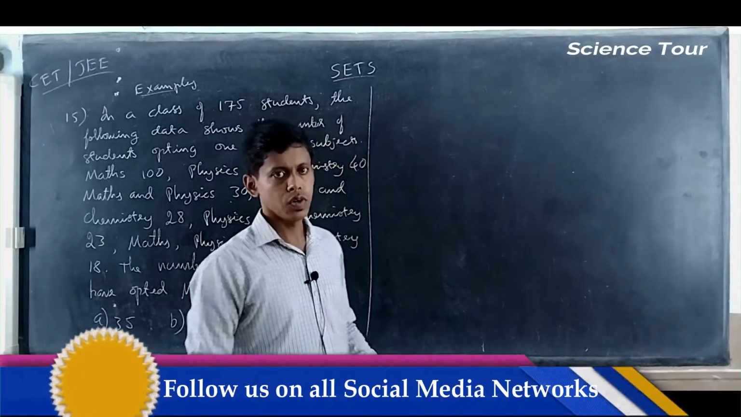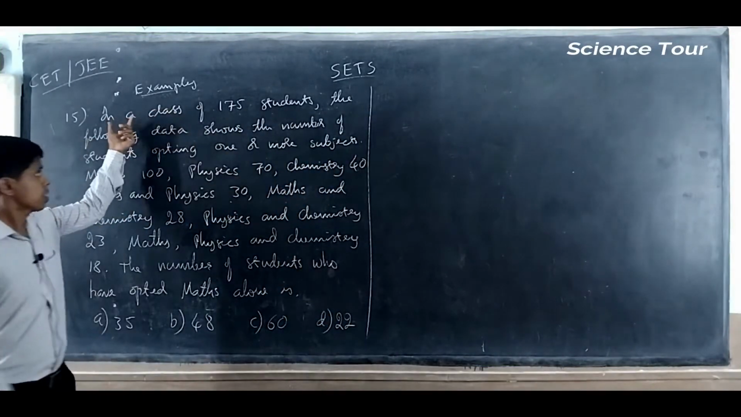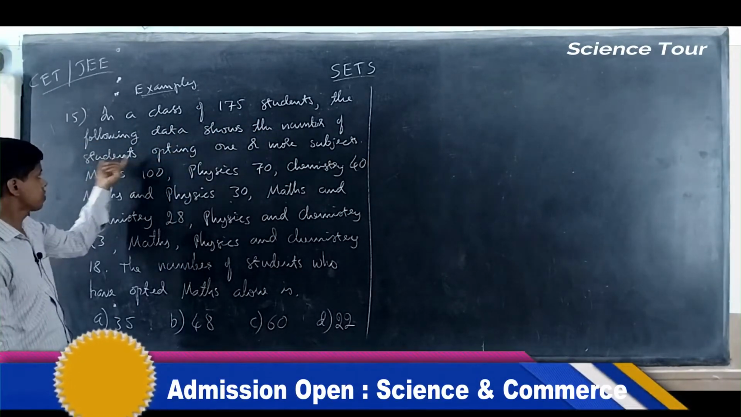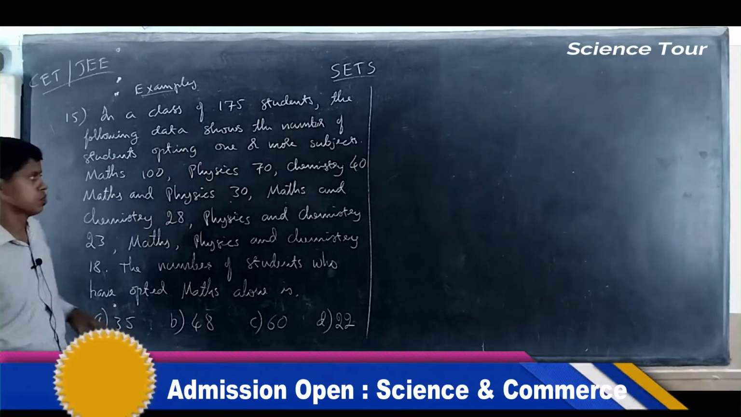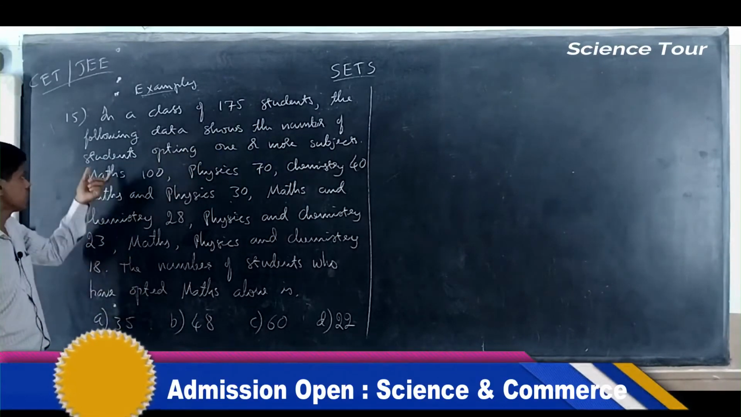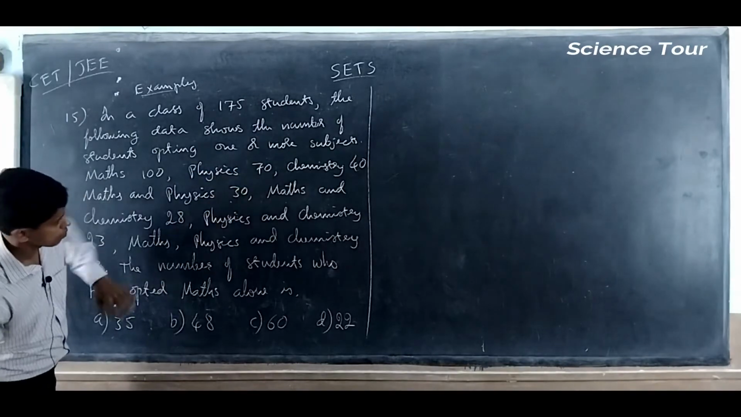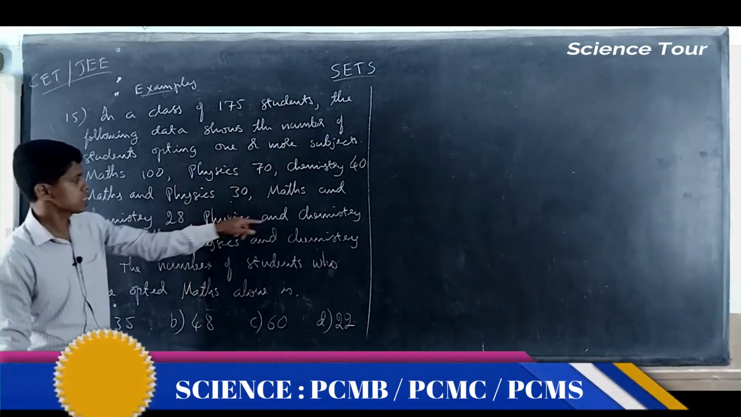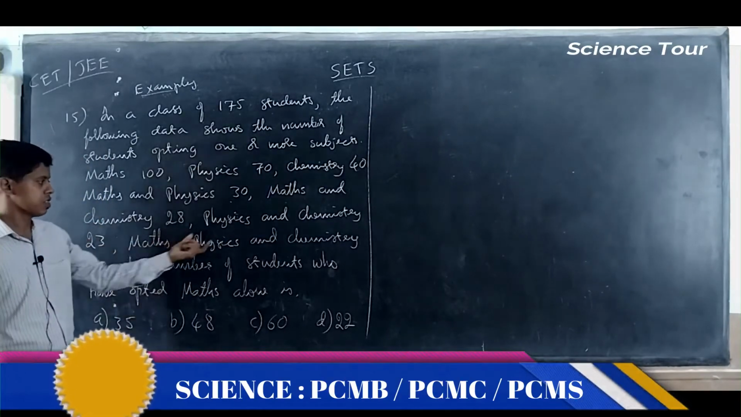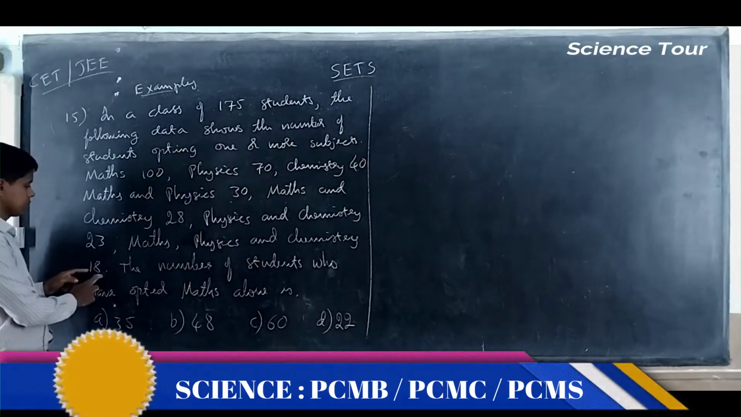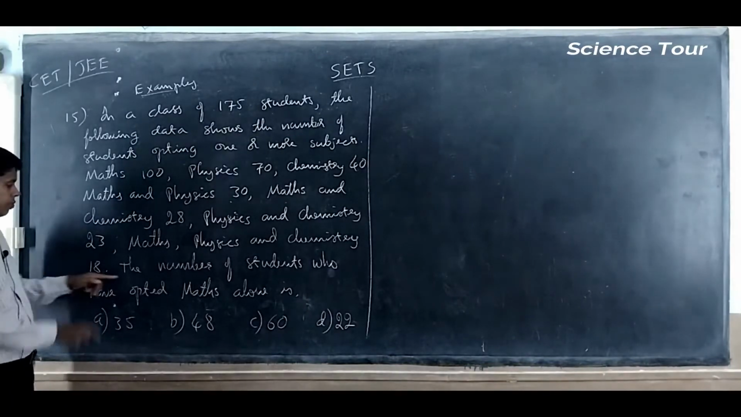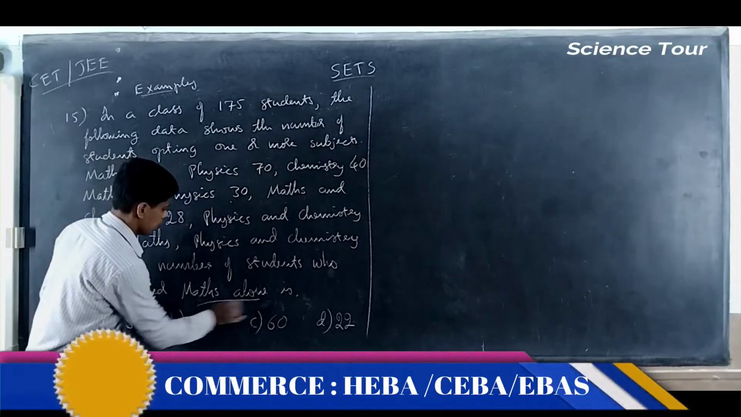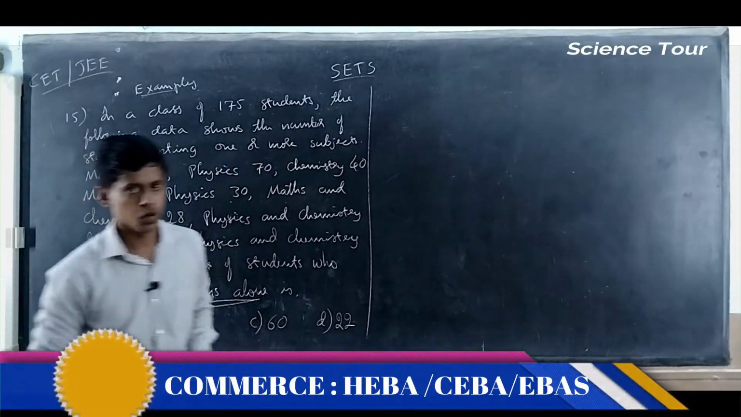Well, dear students, moving on to question number 15. In a class of 175 students, the following data shows the number of students opting one or more subjects. The data is as follows: maths 100, physics 70, chemistry 40, maths and physics 30, maths and chemistry 28, physics and chemistry 23, maths, physics and chemistry all three 18. The number of students who have opted maths alone, only maths, that's what we have to find.